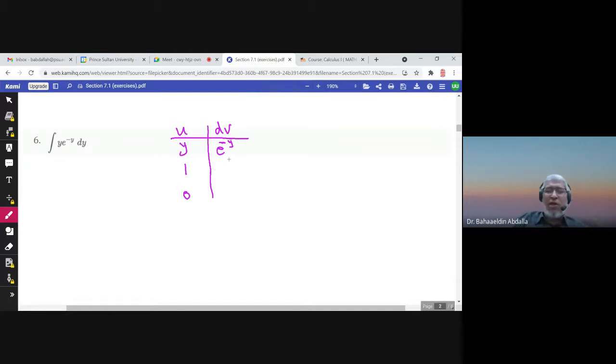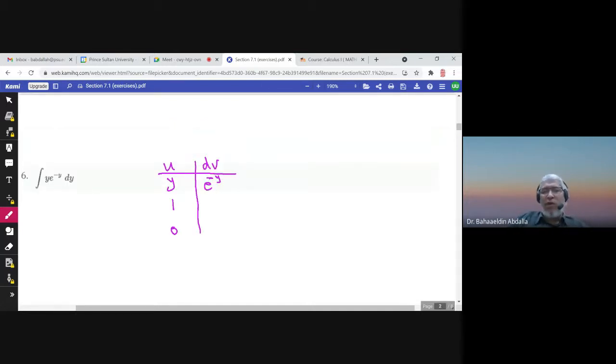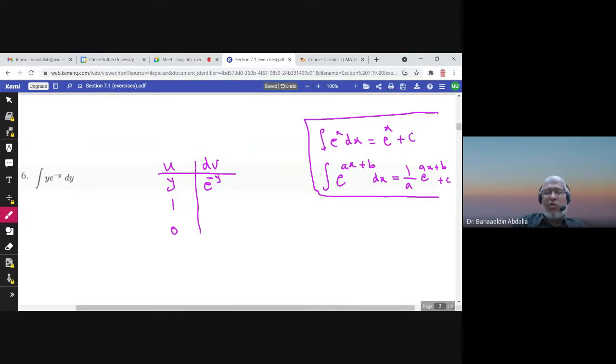Now, what is the integral of e to the power negative y? Well, remember, the integral of e to the power x dx is e to the power x plus c. So if you have e to the power ax plus b dx, then the integral would be 1 over a times e to the power ax plus b, of course, plus c.